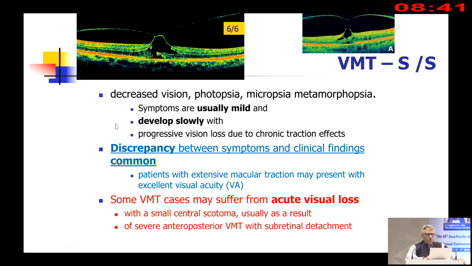You see, there is always a discrepancy between symptoms and the findings. Like this patient on the left side, you see, patient has scary VMT, but vision is very good. Patient is not aware also. This patient has some loss of vision because of this small sensory detachment here.